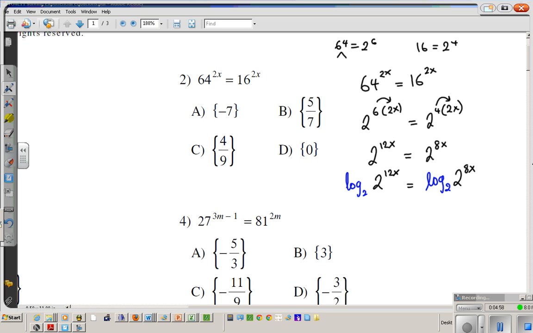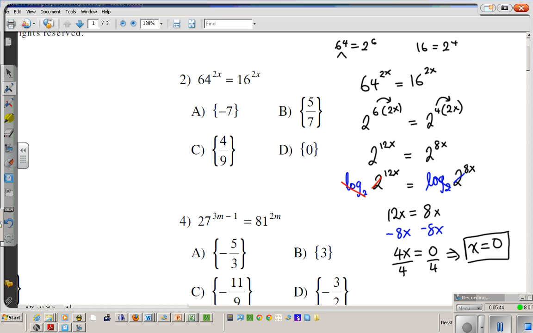Okay? On the left side, the log and the base cancel out, and you're left with 12x. And on the right side, these two cancel out. You're left with 8x. Alright, to finish this up, we're going to have to move all the x's to one side, right? So I'm going to subtract 8x from both sides, and then that's going to give me 4x equals 0. Divide both sides by 4, and your final answer is going to be x equals 0. Alright, so your answer is D.